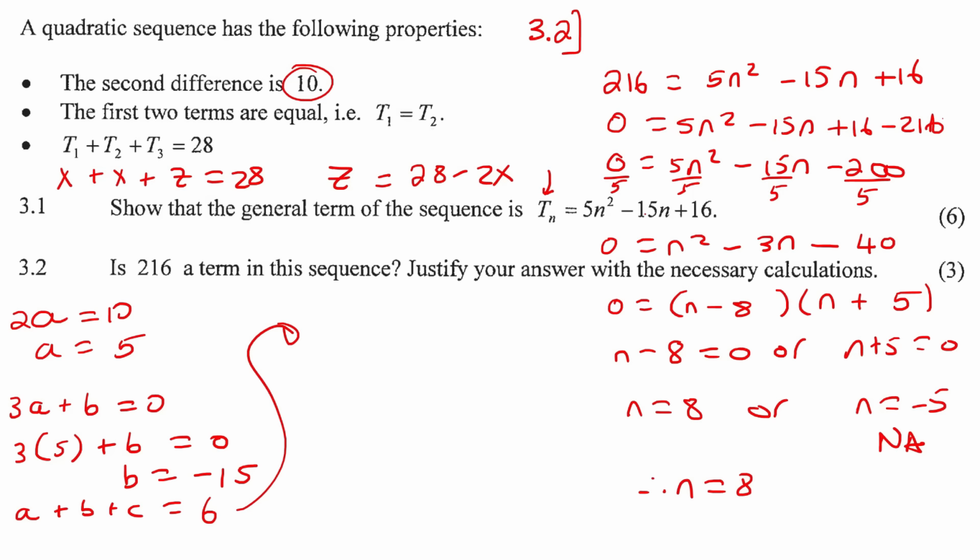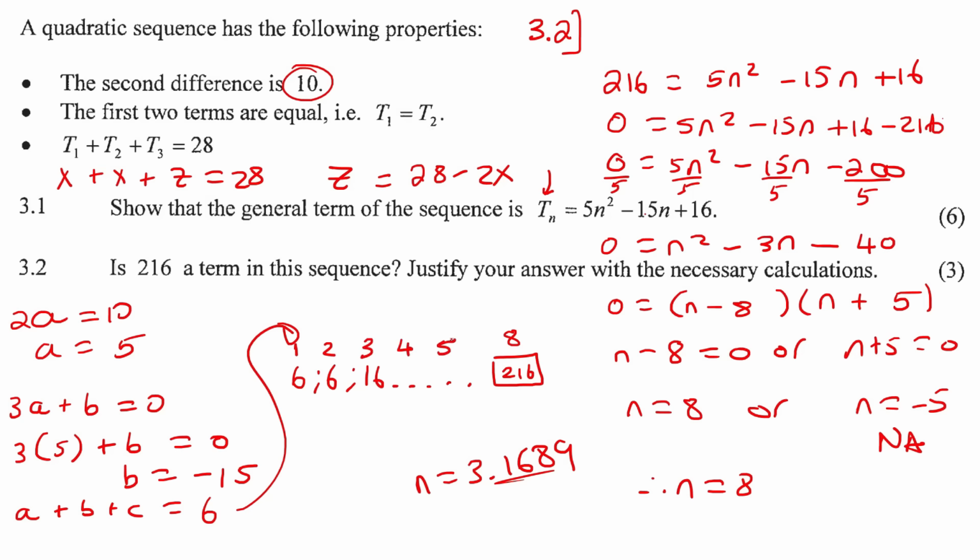What that means is that if we had to carry on with that sequence, and you keep going until you get to position number 8, there would be the number 216 over there. Because we got a nice answer and we didn't get some answer like 3.1689, because you can't have 3.1689 as a term number. This is term 1, this is term 2, this is term 3, this is term 4, term 5. You can't have term 3.1689. You can only have a whole number of terms.